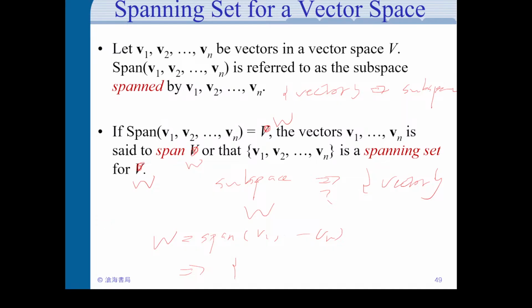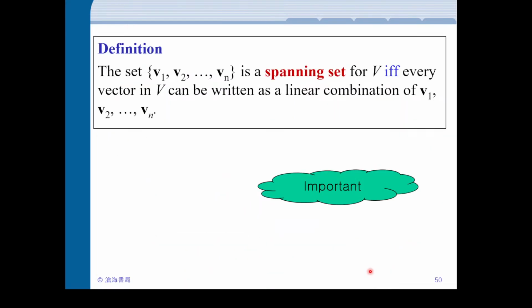So there are three wordings here: V1 to Vn span W, or just the passive tense of this, W is spanned by V1 to Vn, and also V1 to Vn is a spanning set. So three wordings.